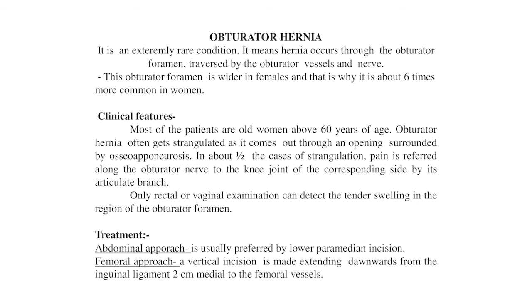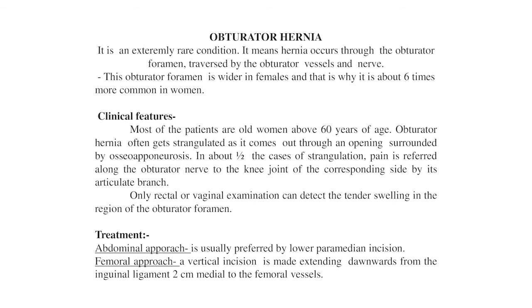It is an extremely rare condition. It means the hernia occurs through the obturator foramen, traversed by the obturator vessels and nerve. This obturator foramen is wider in females, and that is why it is about six times more common in women. Clinical features: most of the patients are old women above 60 years of age who have lost considerable fat. Obturator hernia often gets strangulated as it comes out through an opening surrounded by rigid bone.